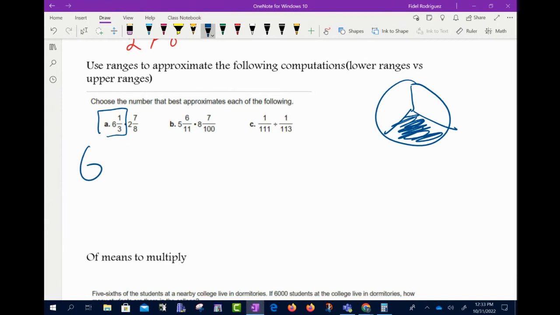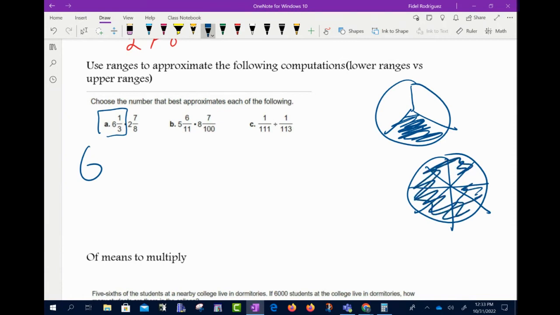Okay. Now, 2 7/8. I want you to think about what 7/8 looks like. 7/8 means take a circle, cut it up into 8 pieces, and we're going to shade 7 of them. We've shaded almost that complete circle. We didn't shade this piece right here, but we shaded most of that circle. So 2 7/8, I would probably round that up to something like 3. And if I were to multiply 6 times 3, that would give me 18. Okay.